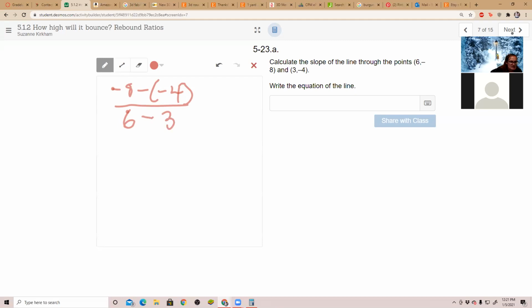Okay, -8, take away a -4. We'll slay the vampires, and that will turn it into a plus. So -8 plus 4 is -4. And 6 take away 3 is 3. So our slope is -4/3.